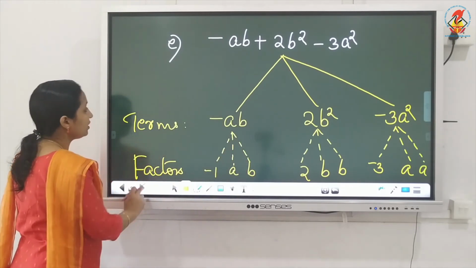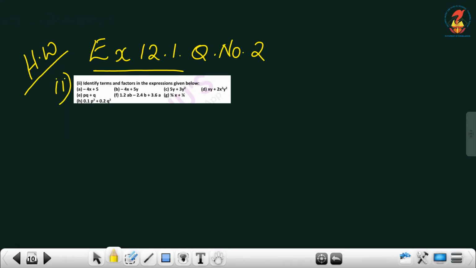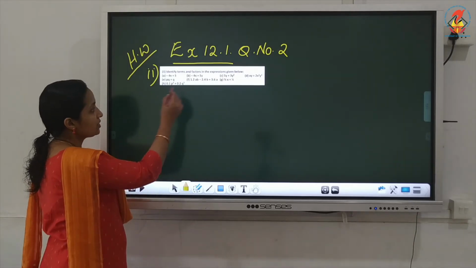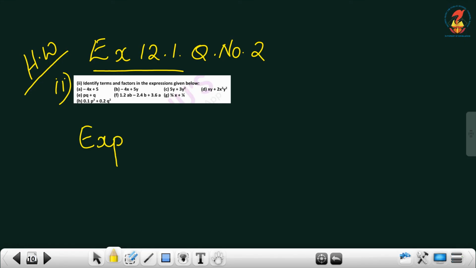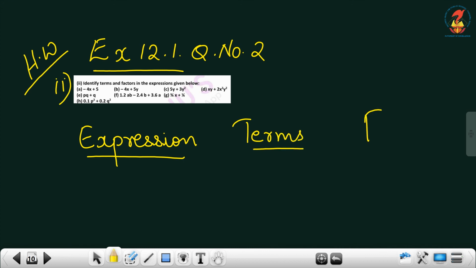Okay, now do the second question, second part, as homework. Here also you have to find terms and factors. No need to draw the factor tree, just draw one table and write down like this: first column expression, second column terms, and third column factors. So, if the question is to draw a factor tree and represent it, you have to do it like the previous problem. If the question is just to identify the terms and factors in the expression, one table is enough. That means like the first question, you have to do the remaining questions.